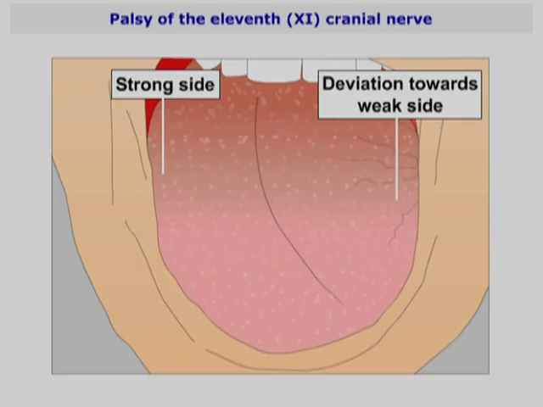Then ask the patient to protrude their tongue. Check its shape, symmetry, and evidence of fasciculations. Does it deviate? If there is deviation, then the stronger side will push the tongue towards the weak side.